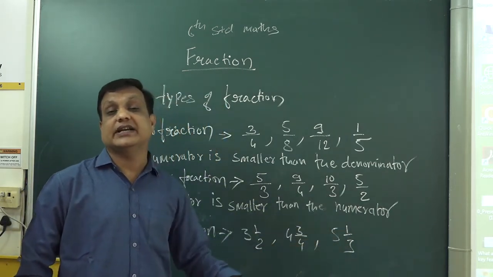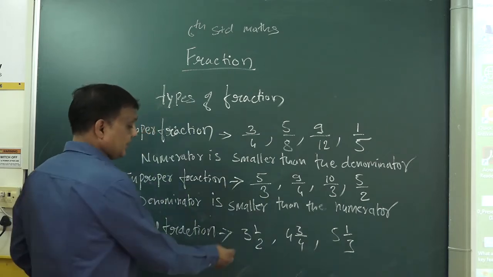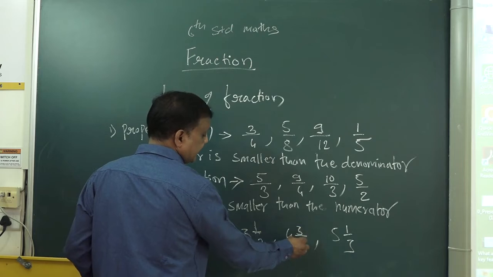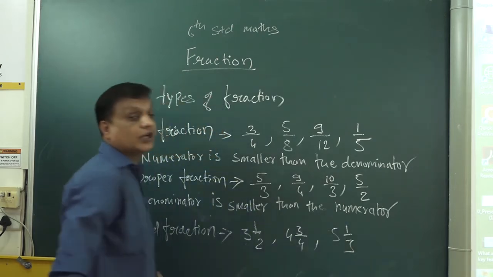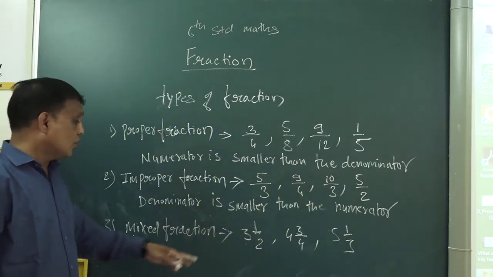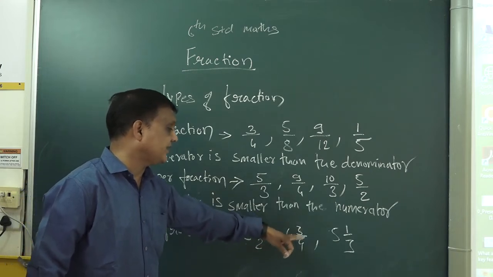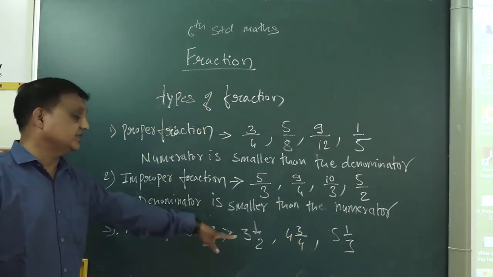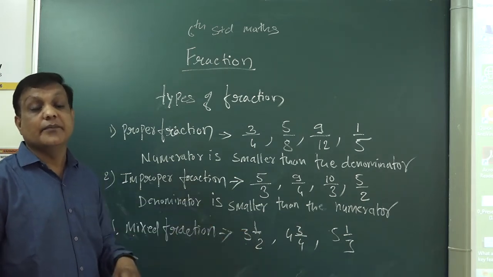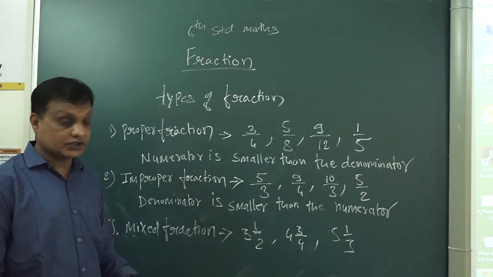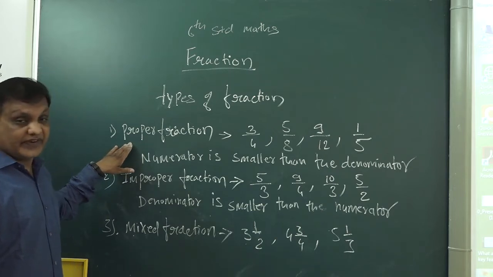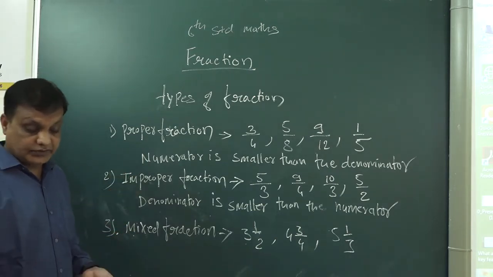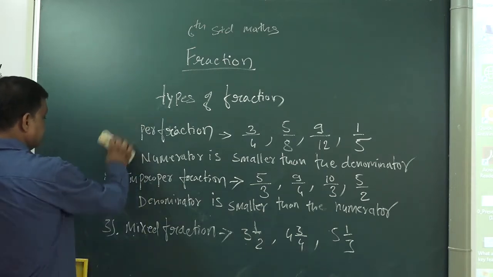This type of number is called a mixed fraction, where we get one whole number and the second is a part, a fraction. A whole number and a fraction, or integer, whatever you can say. These numbers are called mixed fractions. Understood now? What did we see? Proper fraction, improper fraction, mixed fraction. Now next we will see unit fraction.